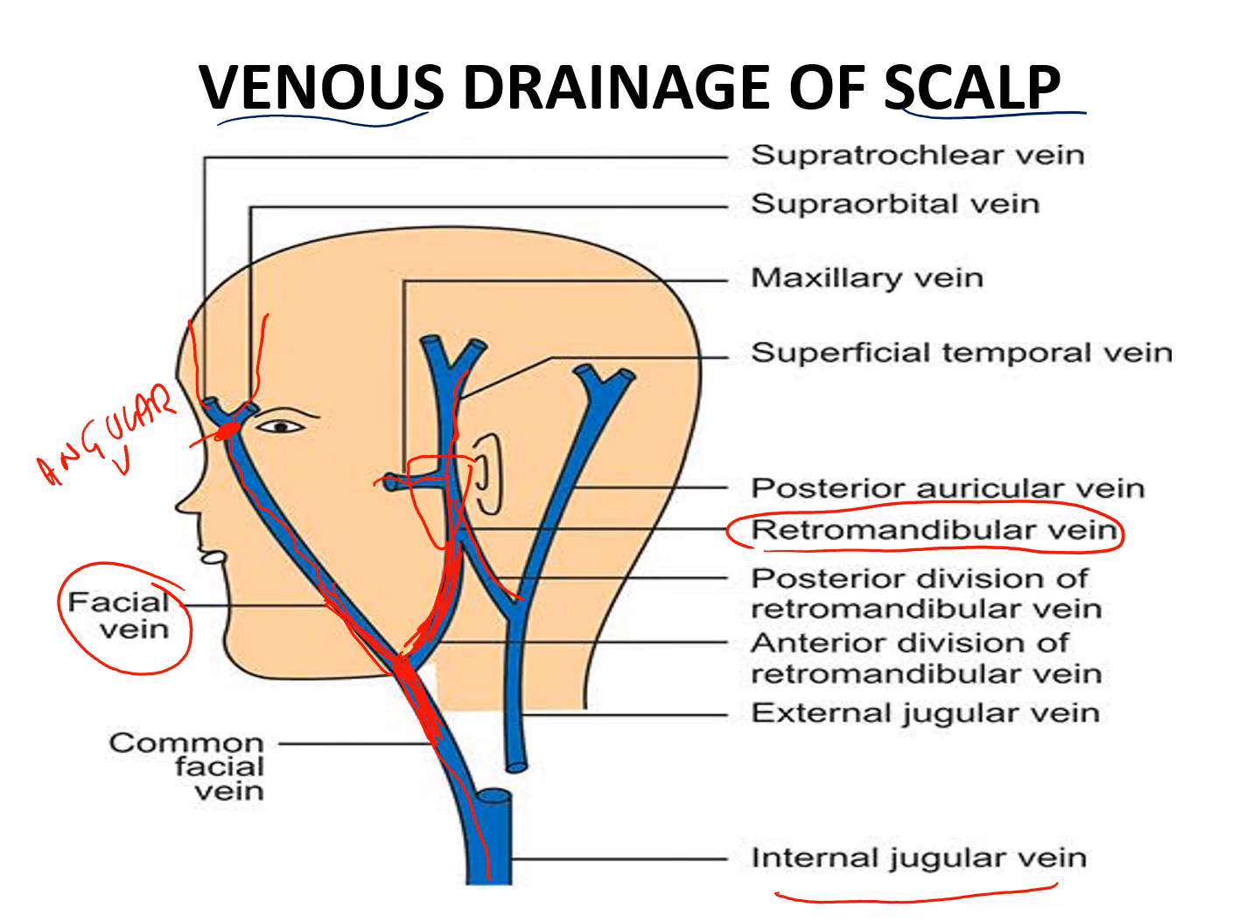Now we'll move on to the other aspect. The posterior division of the retromandibular vein will join with the posterior auricular vein and form the external jugular vein, which will drain into the subclavian vein. So this is the subclavian vein. This is the venous drainage of the scalp.